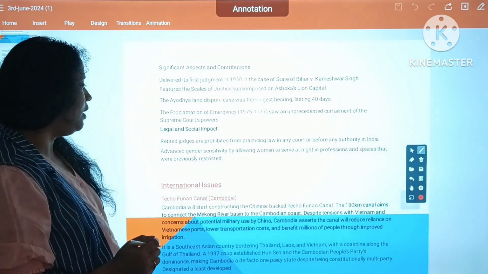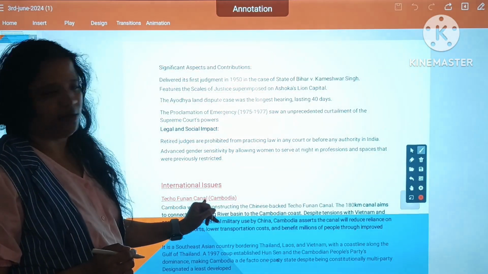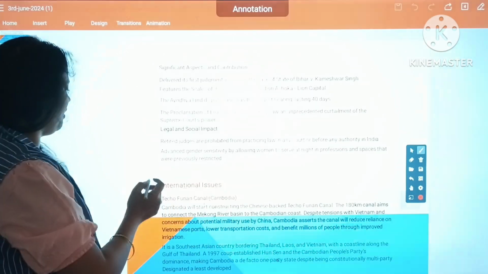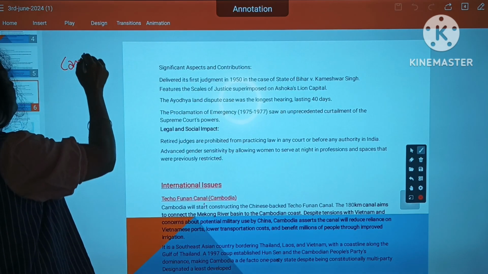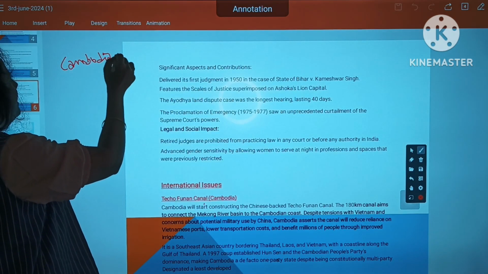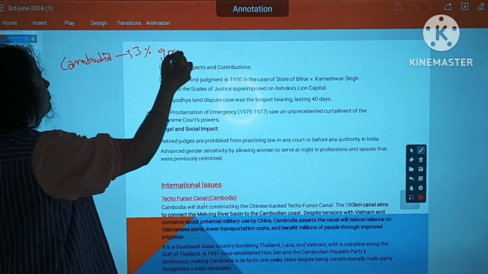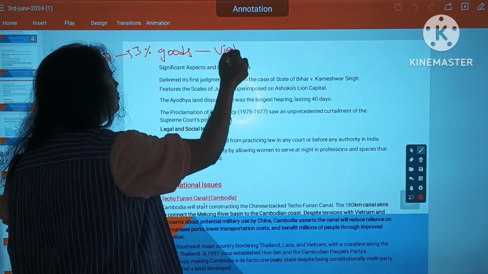Okay. Now we are going to discuss international issues. The first topic is the Funan Canal, Cambodia. So actually what's happening? Cambodia is sending 33% of its goods by using Vietnam port.